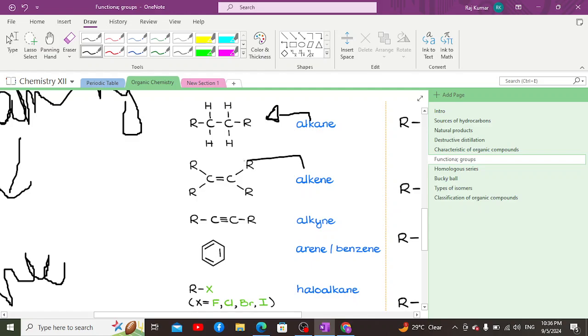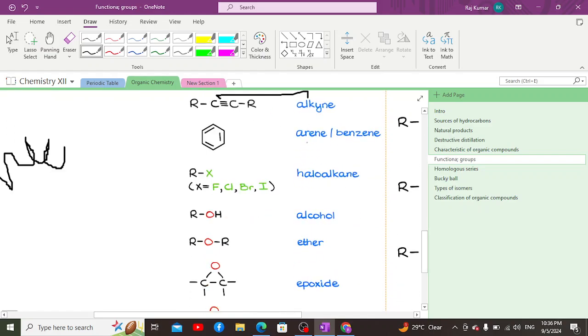And in alkene, the functional group is the double bond. Alkene is characterized by a double bond, due to which it has a double bond as its functional group. Alkyne has a triple bond as its functional group. On the other side, arene or benzene has the benzene ring, which is a hexagonal ring having alternate single and double bonds in its structure, as its functional group.